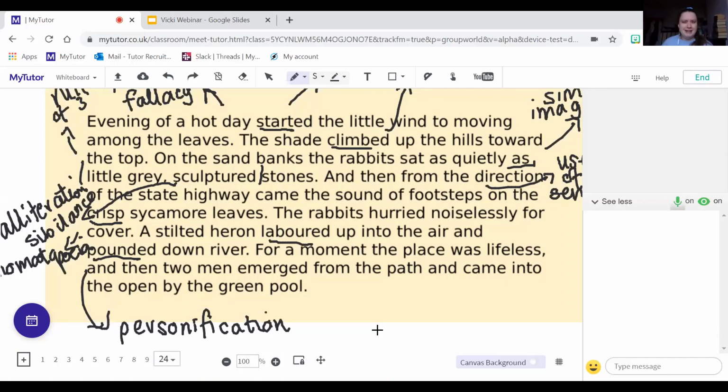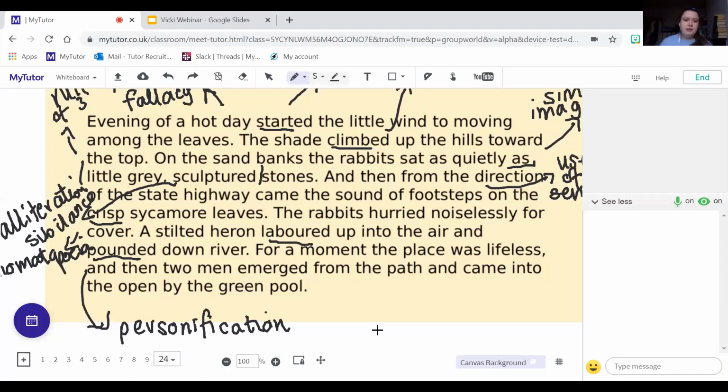can birds actually labour in the way, do they really work hard in perhaps the way that we do? Does that look different? And the answer to that would be yes, they look completely different. But it gives us a visual representation of how that bird is carrying out an action. For a moment, the place was lifeless, and then 2 men emerged from the path and came into the open by the green pool. So nothing particularly in terms of language devices and features that we can comment on in that complex sentence there. So that's roughly all of the language devices and features that you can pick out.